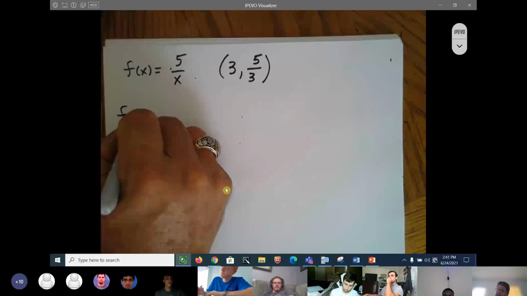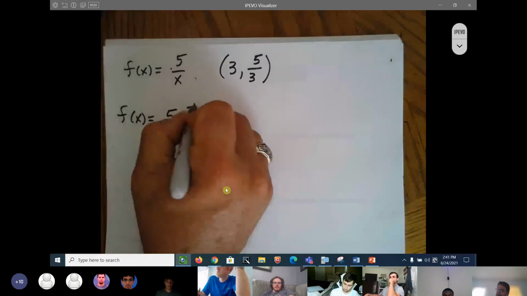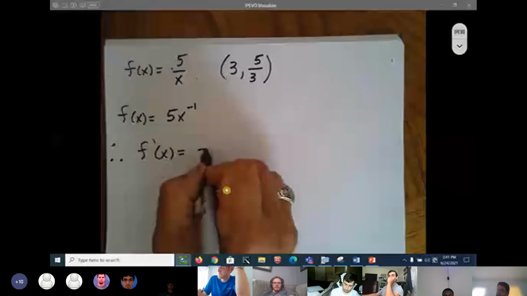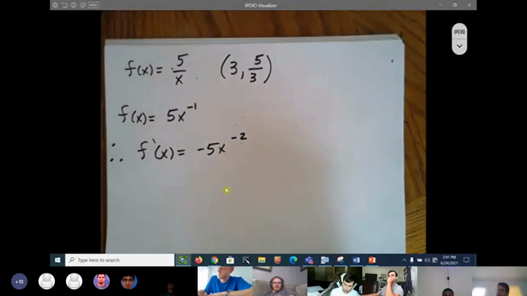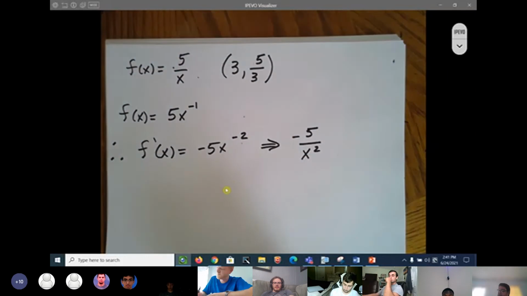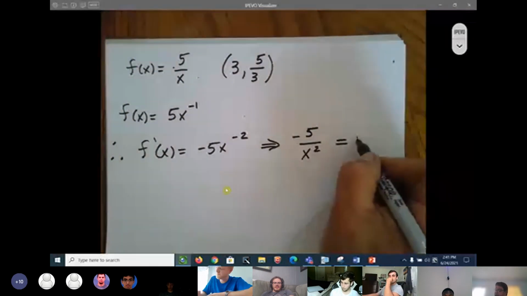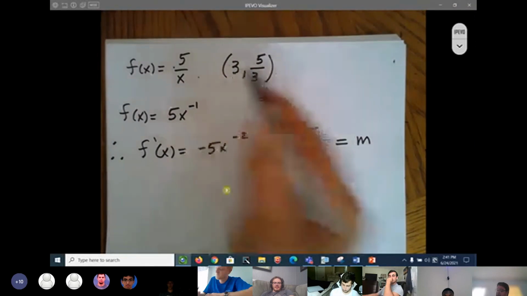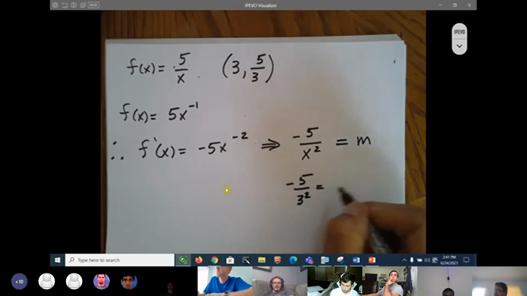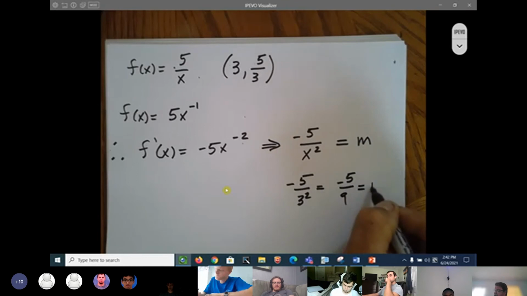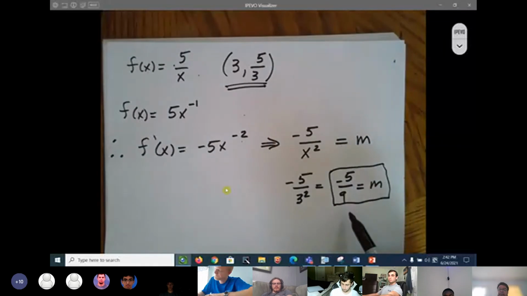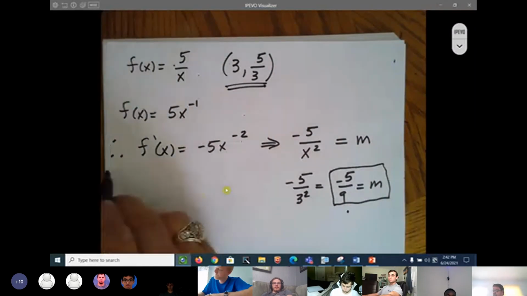F of x is equal to 5x to the negative 1. Therefore, f prime of x is equal to negative 5x to the negative 2, which is what? Negative 5 over what? X squared. And this is basically our what? Slope. So plug in x, and that's going to give you negative 5 over 9. And that is our slope. And now we have a what? A point and a what? Slope. So we use the point slope equation.